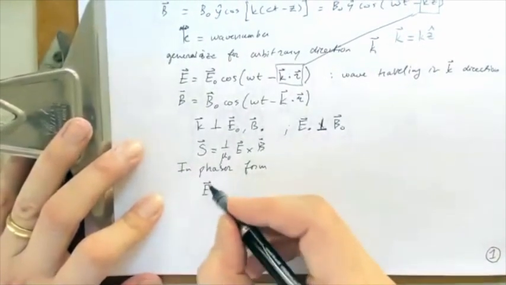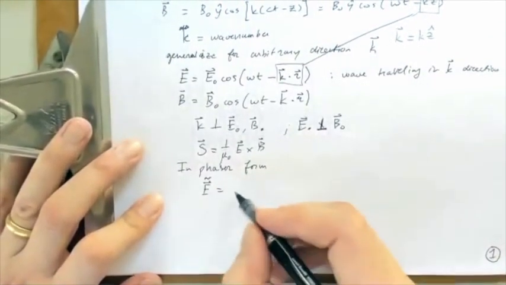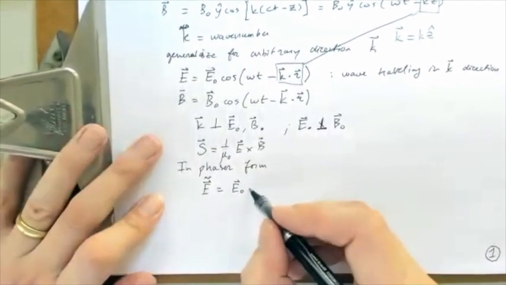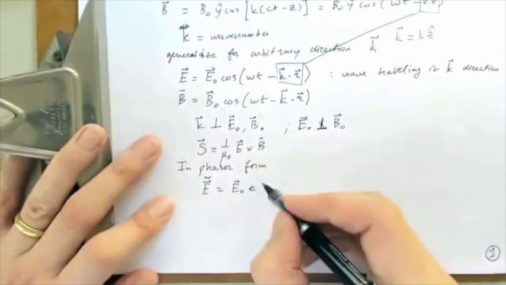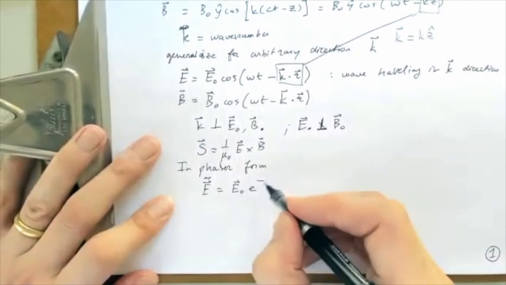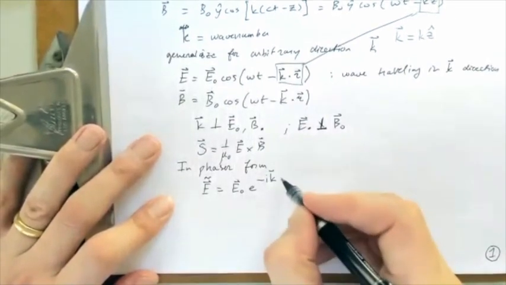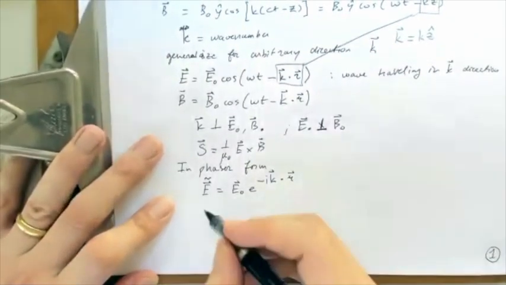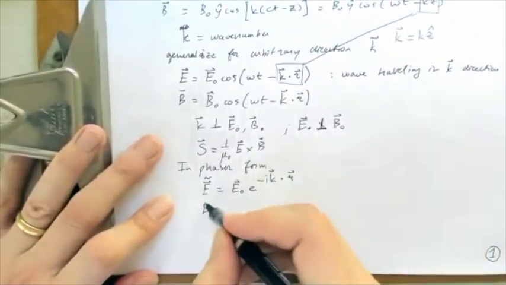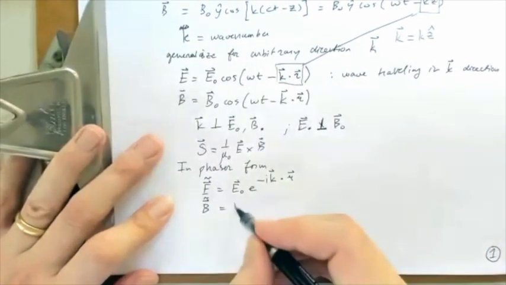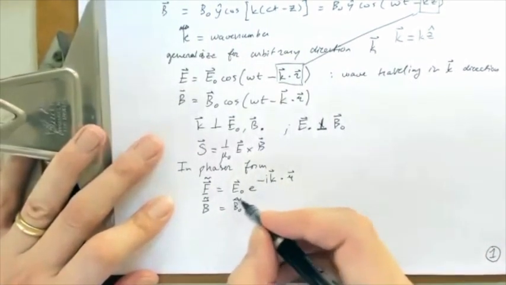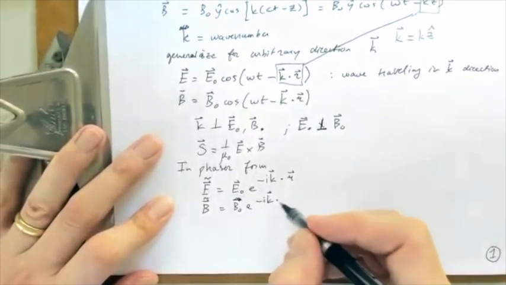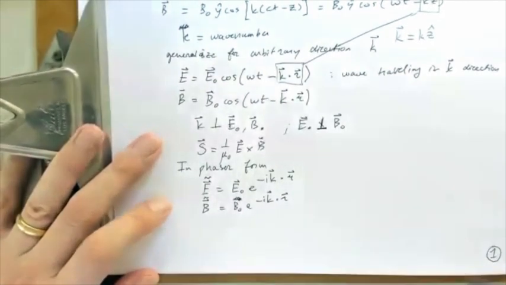E is just some E naught times e to the power minus i K R, and B is B naught, sloppy, minus K R vector.